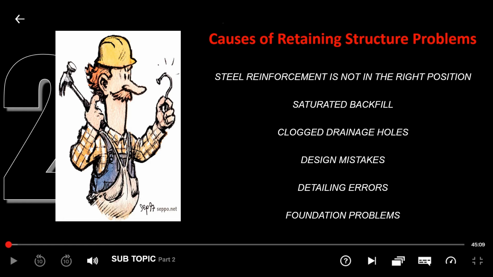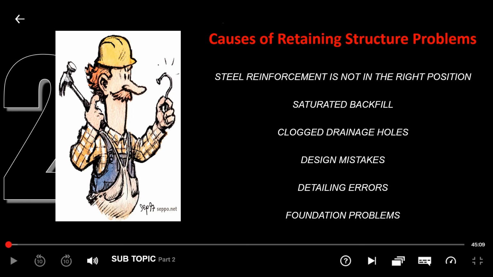Fourth, design mistakes. Design mistakes happen because of insufficient or wrong information. For example, the design of a retaining wall that retains a smaller height than the actual one. Unanticipated load on the retaining structure can occur.